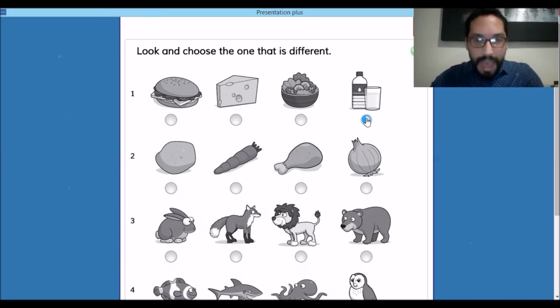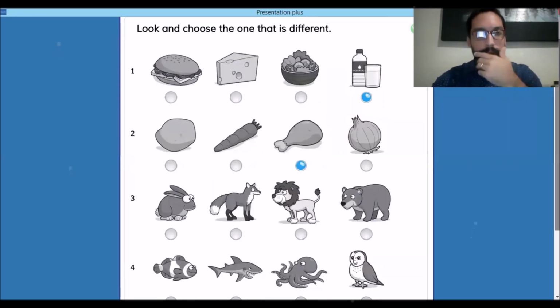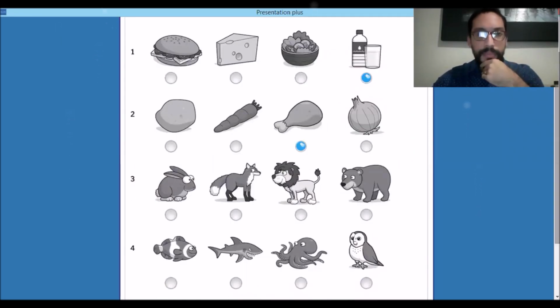Number two, right there you have a potato, you have a carrot, you have a chicken leg, and you have an onion. All vegetables, but one is not a vegetable. The chicken leg, it's not a vegetable. Right now you have some animals. Let me check that. I know it. We have a rabbit. We have a fox, a lion, and a bear.